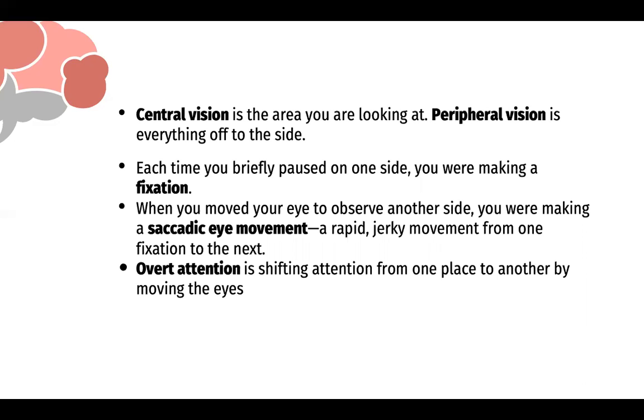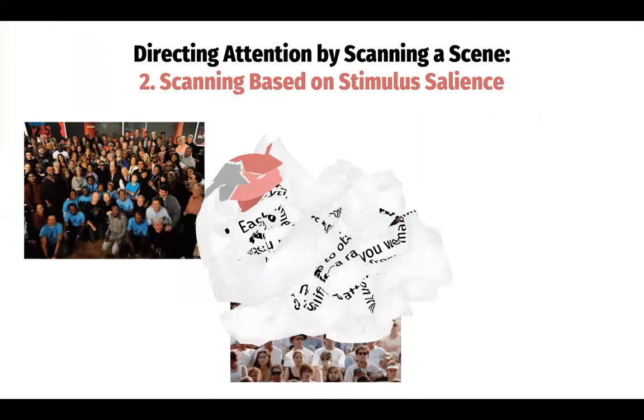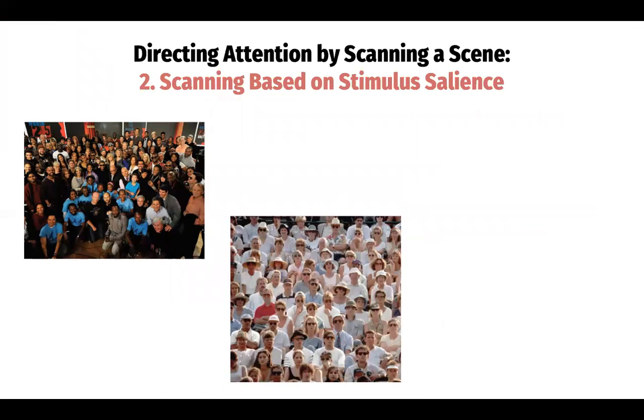We will now consider two factors that determine how people shift their attention by moving their eyes: bottom-up and top-down processing, which we have learned before in our perception topic as well. The first one is scanning based on stimulus salience.